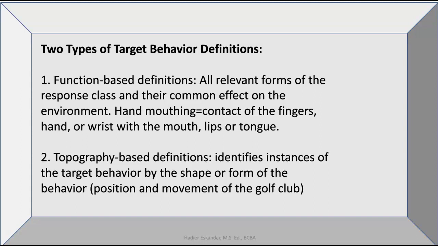Topography-based definitions identify instances of the target behavior by the shape or form of the behavior. These are used when you're looking at a behavior's shape or form because it's important. For example, sports are one area where we may use topography-based definitions for certain behaviors. In playing golf, you might want to look at the position and the movement of the golf club to be able to make progress in the sport.